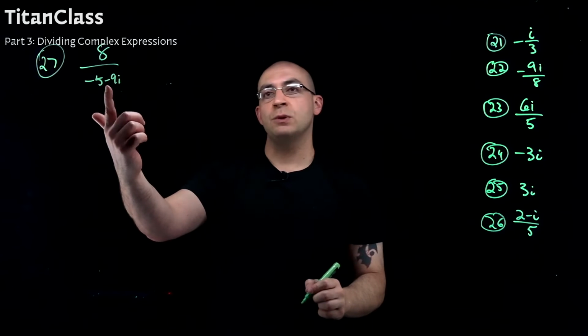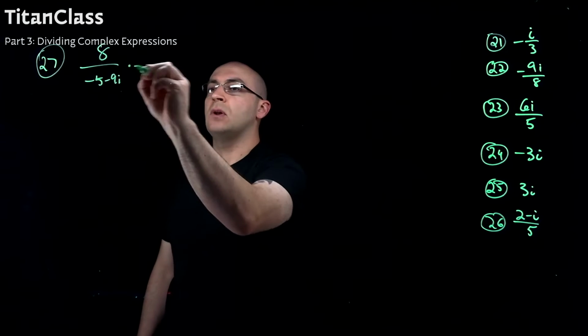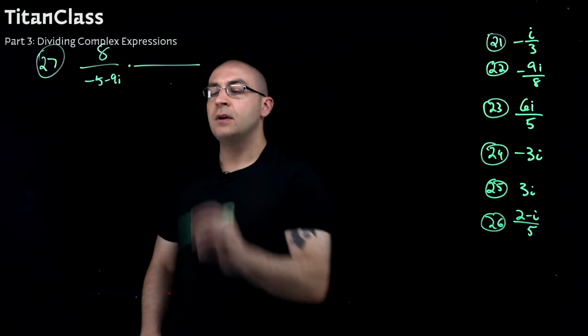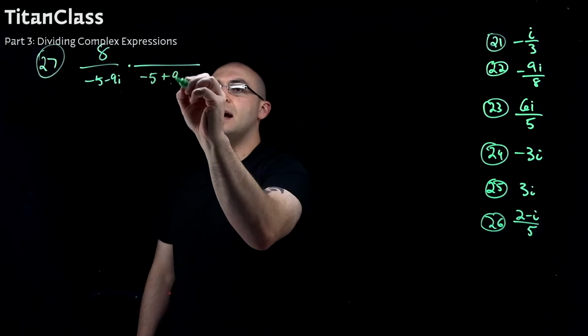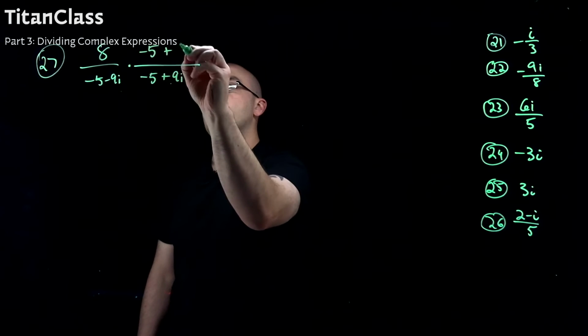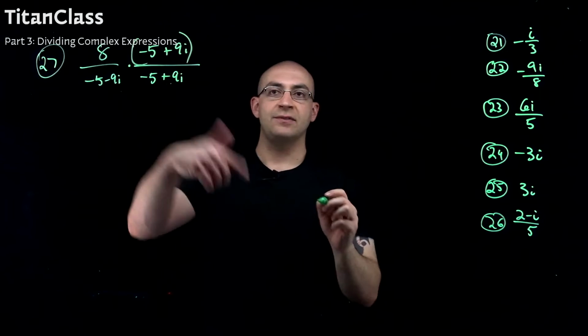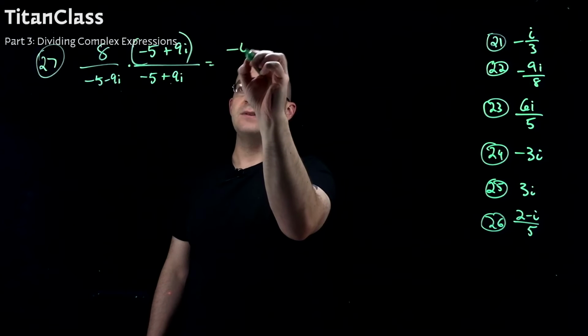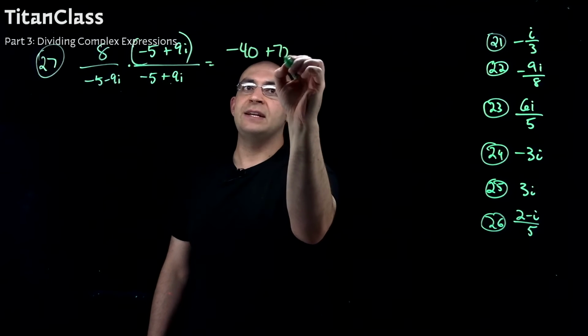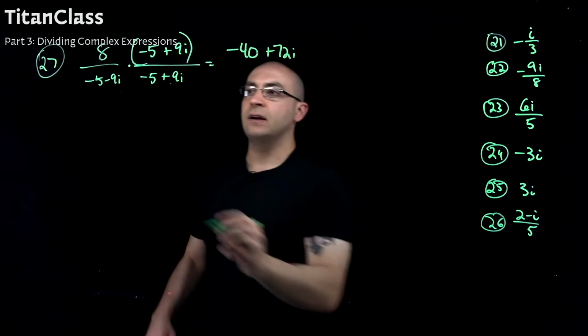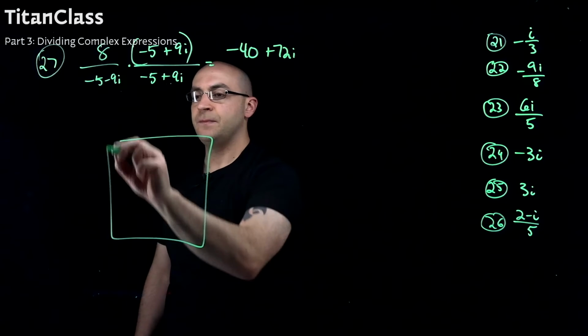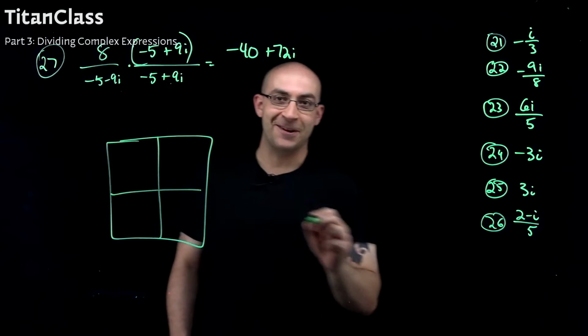Again, only switching the middle term. Now, I'll do this one the long way so you can see what I was talking about before. This is going to be negative 5 plus 9i on both top and bottom. Now, I don't have to area model the top, obviously, because that's just distributive property from the 8. So the top is going to be negative 40 plus 72i. Now, the bottom, let's area model it so we can see what happens here. And then hopefully we won't have to area model it again.